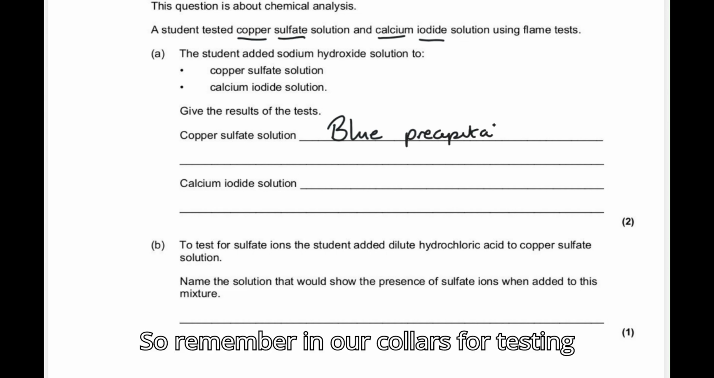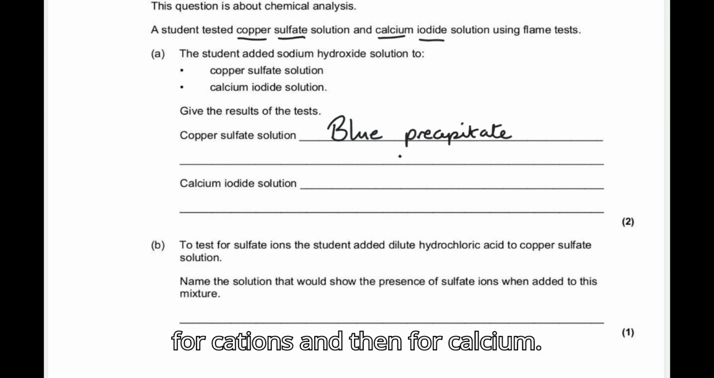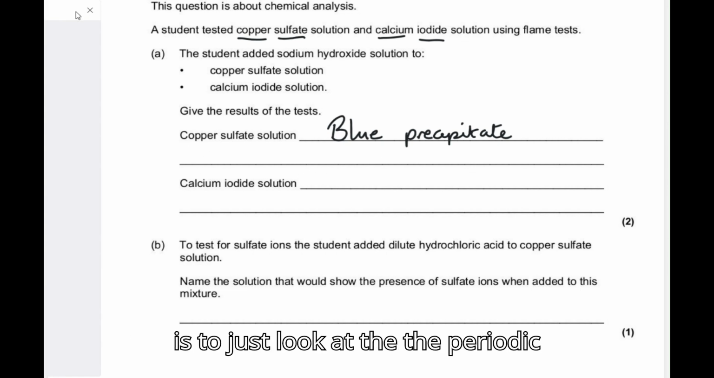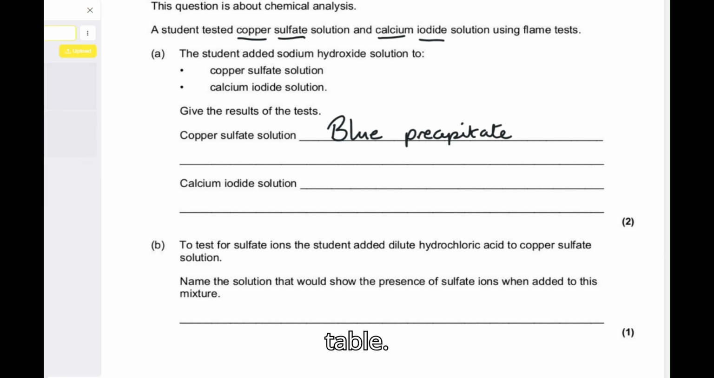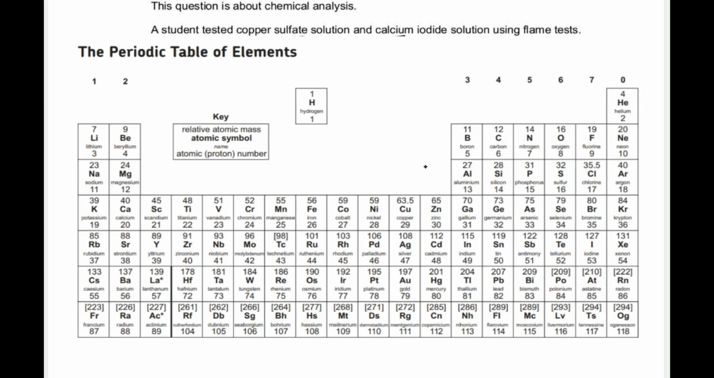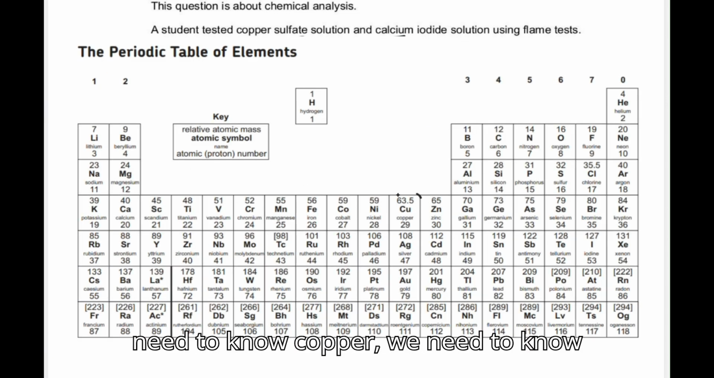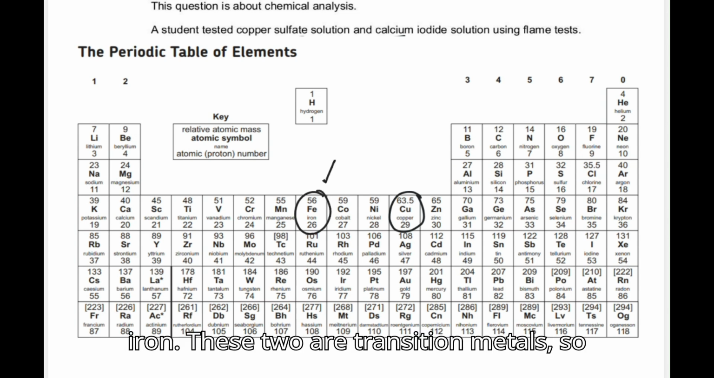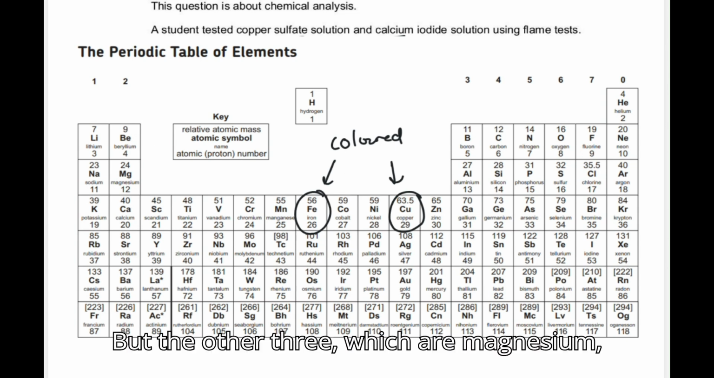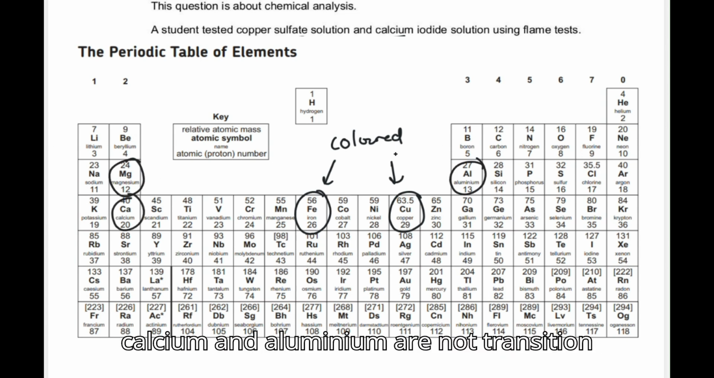So remember our colours for testing for cations. And then for calcium, the nice way to remember this really is to just look at the periodic table. And if we look at the periodic table, the ions that we need to know, we need to know copper, we need to know iron. These two are transition metals, so they end up being coloured. But the other three, which are magnesium, calcium, and aluminium, are not transition metals.